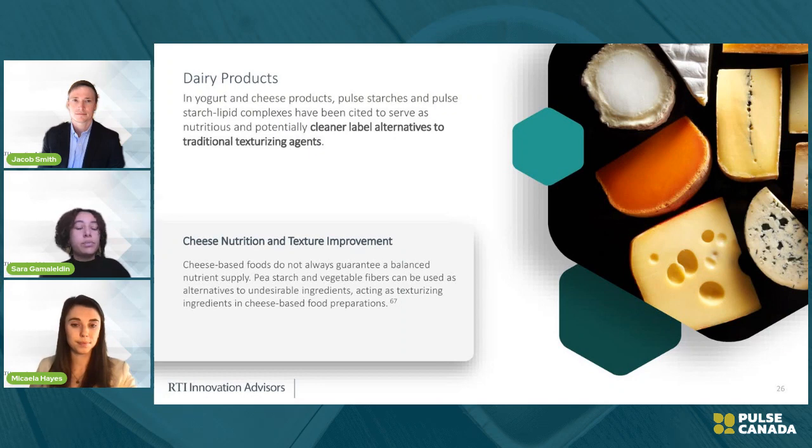Next, in dairy products, specifically yogurt and cheese products, pulse starches as well as pulse starch lipid complexes have served as nutritious and potentially cleaner label alternatives to traditional texturizing agents. An example patent is within cheese-based foods. So they usually don't always guarantee a balanced nutritional supply. So using pea starch as well as vegetable fibers can be a viable alternative to undesirable ingredients while also providing the functional properties, including texture.